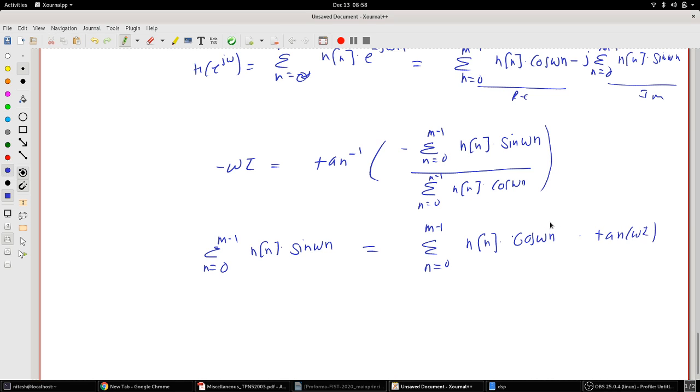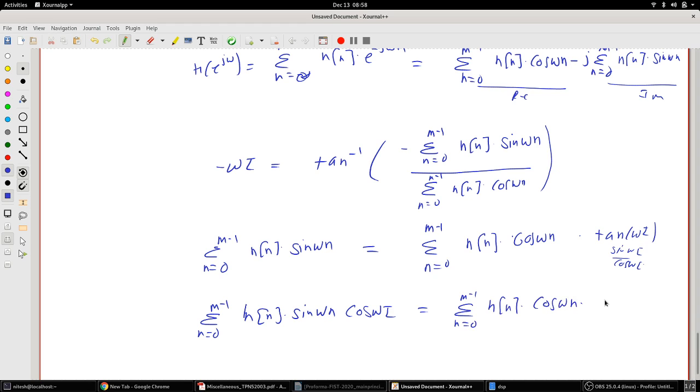Okay. So this can be further expanded as summation n equal to 0 to m minus 1, where I write tan omega tau as sin omega tau upon cos omega tau. So what I'll get here is h of n sin omega n. This is written as sin omega tau upon cos omega tau. Cos omega tau I'll get on this side, so multiplied by cos of omega tau equal to summation n equal to 0 to m minus 1 h of n into cos omega n into sin omega tau. This is what I get.